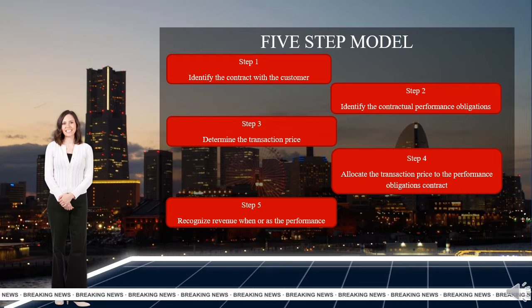The first step is identify the contract with the customer. The second step is identify the contractual performance obligation. The third step is determine the transaction price. The fourth step is allocate the transaction price to the performance obligation in the contract. And the fifth step is recognize revenue when or as the performance obligation is satisfied.